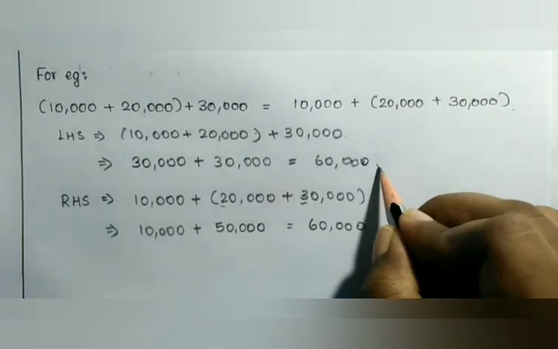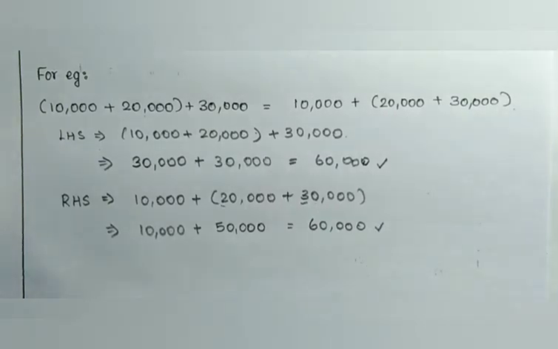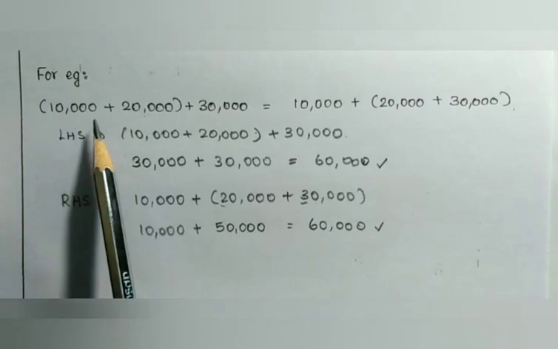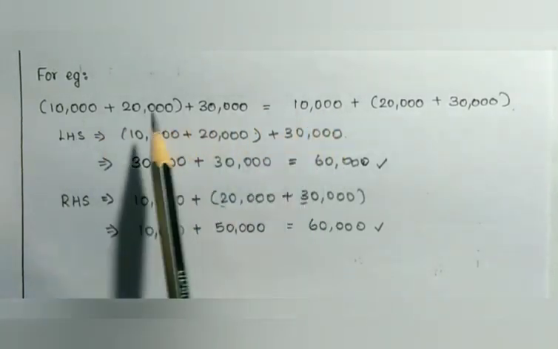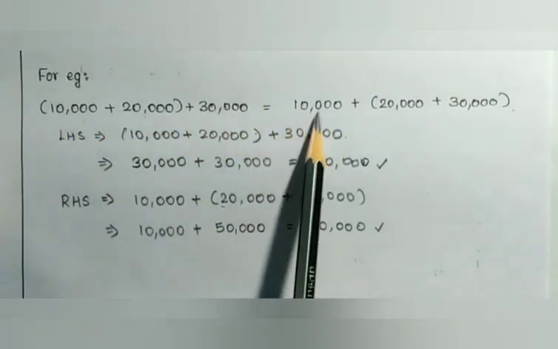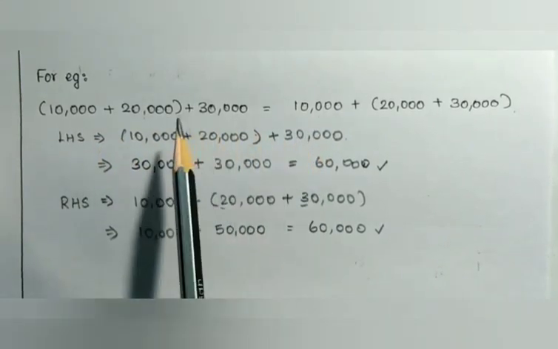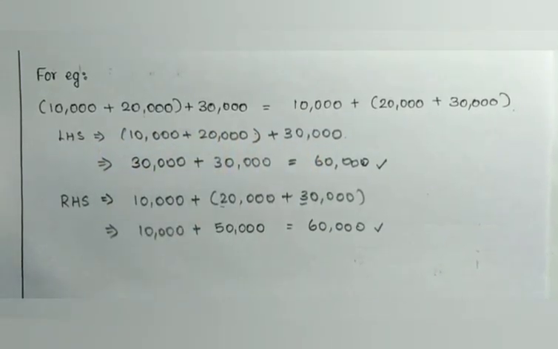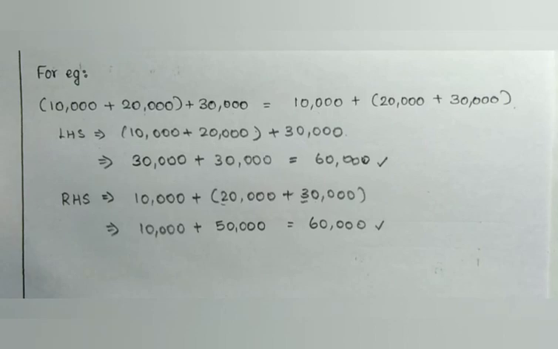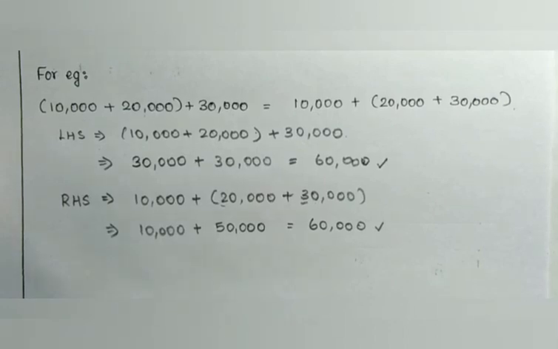Now check the answers. Both are same. So according to the property of addends, in case the addends are same, even if they are grouped differently, the answer will be the same. This property is also called as the associative property of addition.